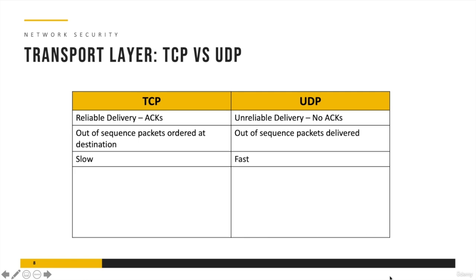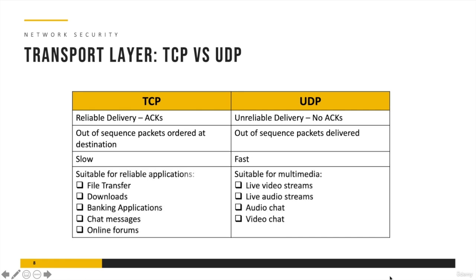Perhaps a very important difference between the two protocols is that TCP is slow and UDP is fast. That's why UDP is ideal for multimedia communication. It's not ideal, for example, for file transfers. On the other hand, TCP is ideal for things like bank applications, downloads, chat messages, forums, whereas UDP is ideal for live streams, audio chats, video chats. So as a rule of thumb, if you're talking about multimedia communication, normally you'll use UDP.